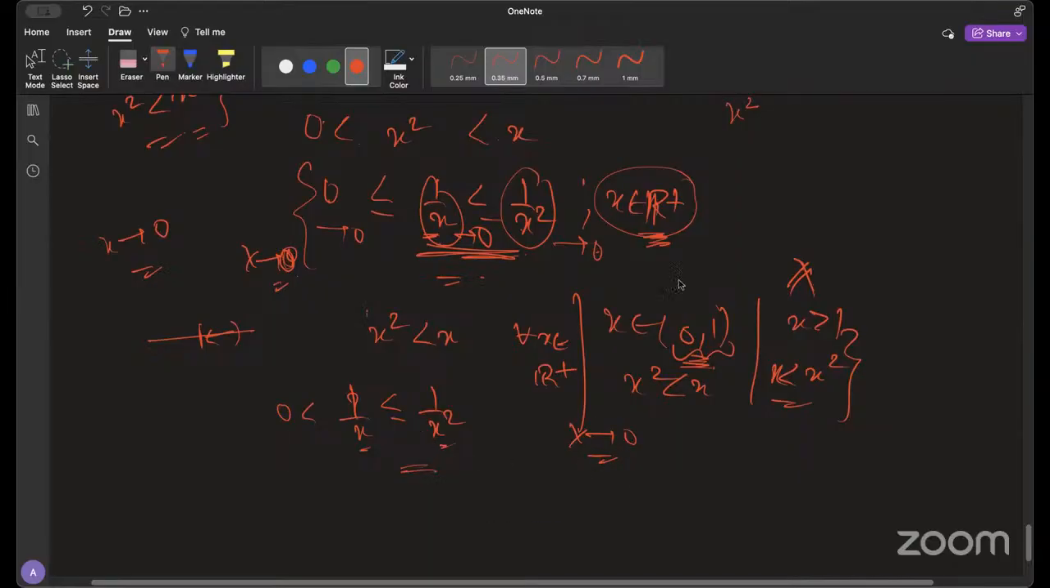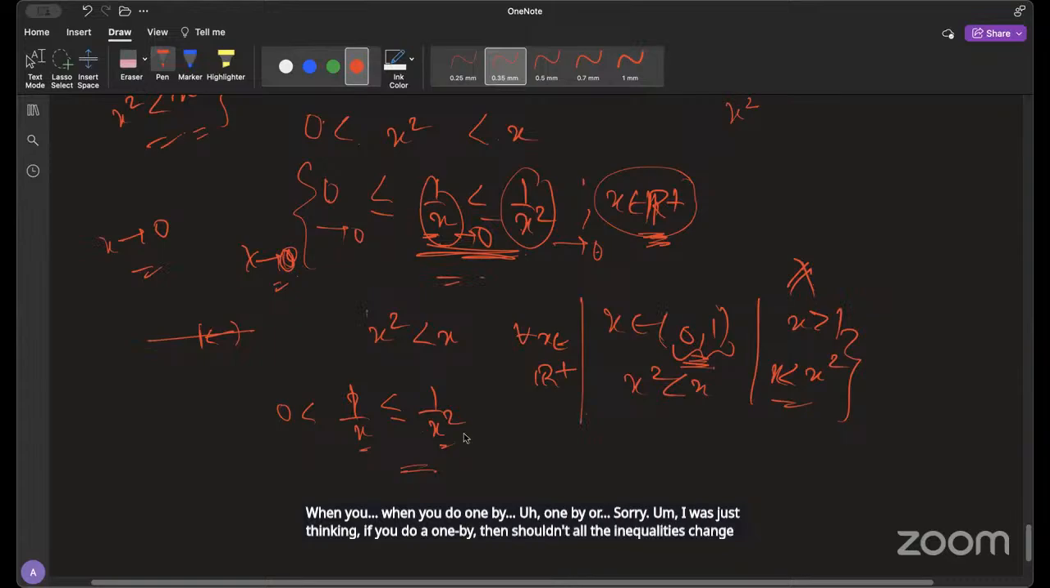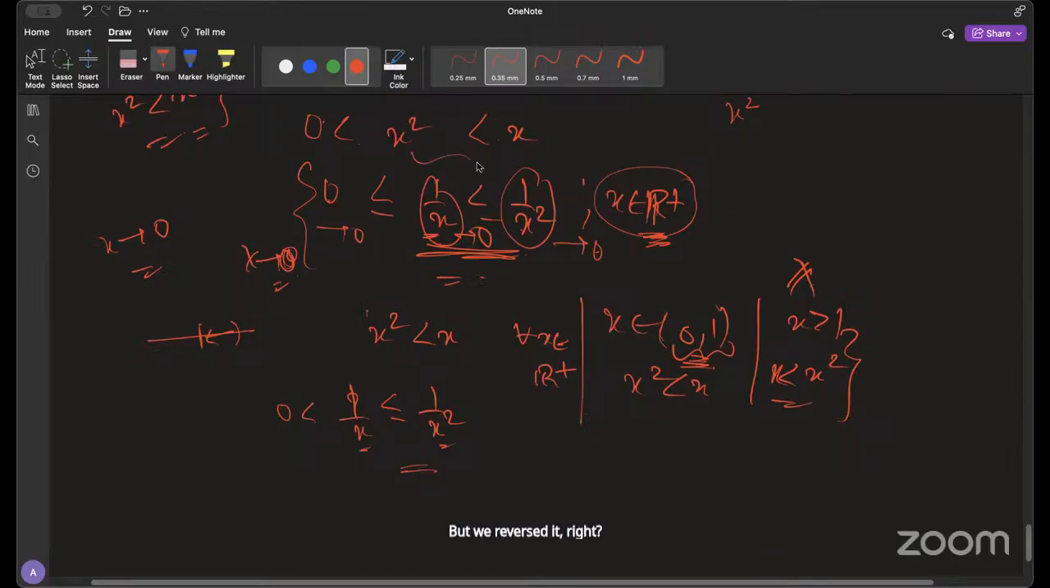Yes. Sorry, I was just thinking, if you do a 1 by, then shouldn't all the inequalities change? It should reverse, right? We reversed these two, we've left this alone. You can't reverse this, otherwise it would just mean less than infinity. Even if we reverse all of this, yes, the 1 by x and 1 by x square are becoming undefined, infinity, but the 0 is staying 0.